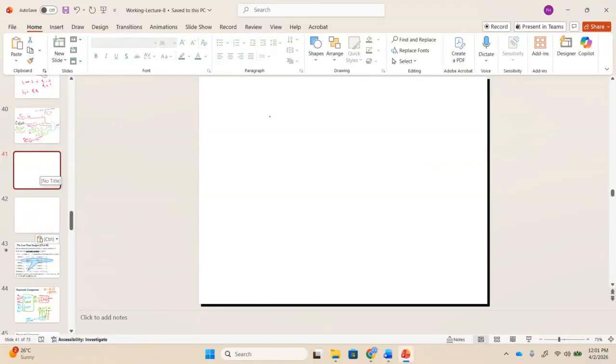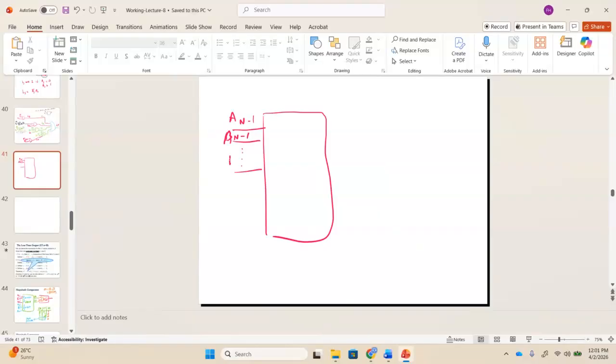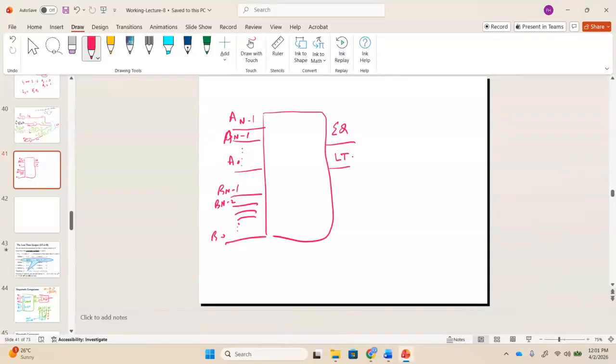Assume that we are comparing two n-bit numbers. So we are comparing A n minus 1, and so on until A 0, and then we are comparing B n minus 1, B n minus 2, and so on until B 0. Let's say we have two outputs. The first output is EQ and the second output is LT. Now, how can we design a GT here? Can anyone tell me? If anyone answers within 5 seconds, they get one bonus mark.